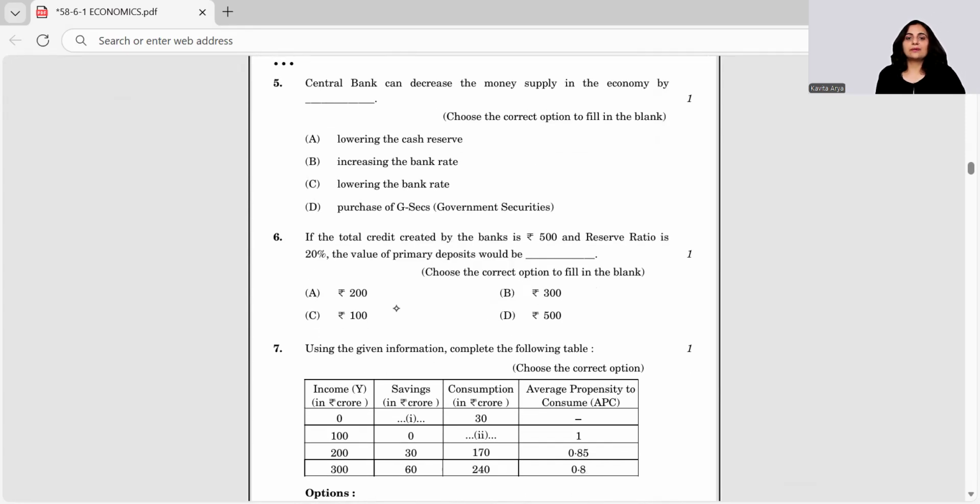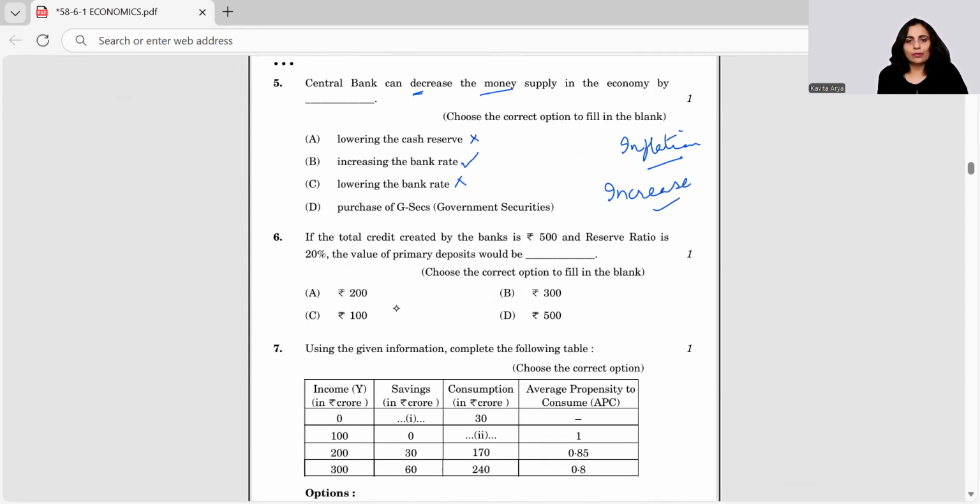Next question. Central bank can decrease the money supply in the economy by. So decrease the money supply, right? It means it's a situation of inflation. And in inflation, what do we do? We try to increase all the rates, reserves, everything, right? So let us check. Lowering, no. Increasing the bank rate, yes, this is going to be the answer.